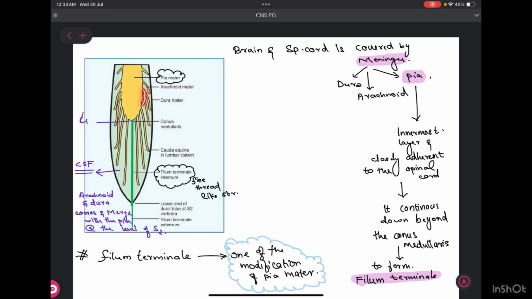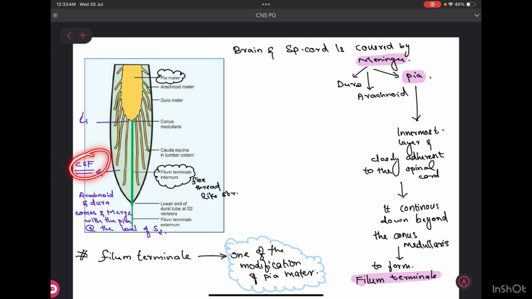This pia mater, which is closely adherent to the spinal cord, extends beyond the conus medullaris, and it is called the filum terminale. So that much is clear. Filum terminale is thus a modification of pia mater. And this is the dura mater, inside which we have arachnoid mater.